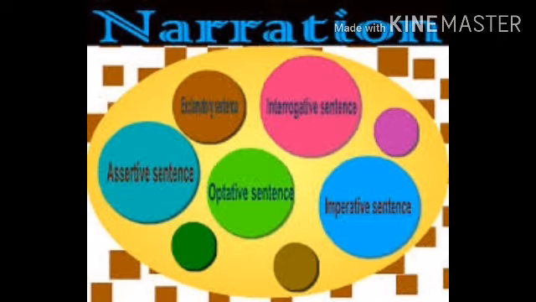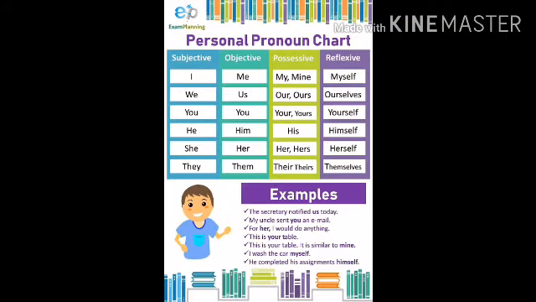Narration has another five kinds: assertive, interrogative, imperative, optative, exclamatory. It is five kinds in meaning.